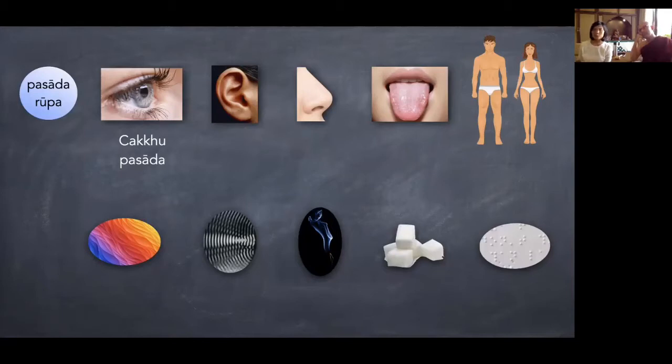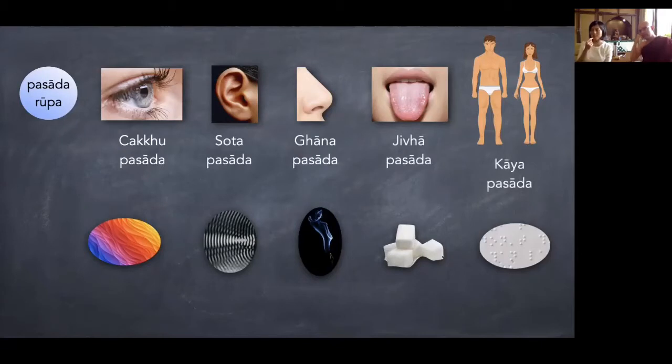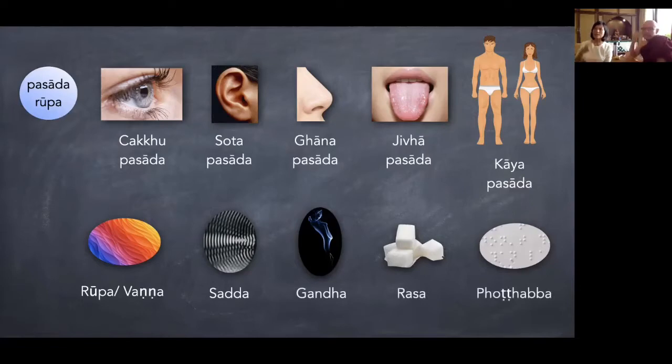So Upādā-Rūpa, sensitivity matter. So it will be eye sensitivity: Chaku Pasada, Sota Pasada, Ganda Pasada, Jiva Pasada, and Kaya Pasada, Kaya the body. And then the respective objects are Rupa or Vanna, which is color. Then Sadda, that is easy to remember, no? Sota and Sadda, they are a pair, no? Then Ghana and Ganda, smell is a pair. Then Jiva and the taste is Rasa. And for Kaya Pasada, the tangible object is called Photthabba.